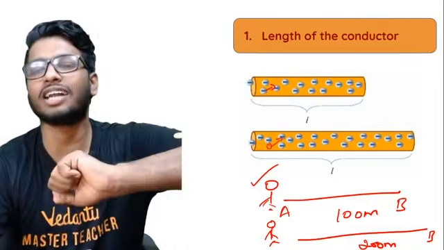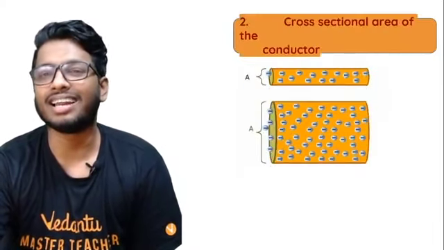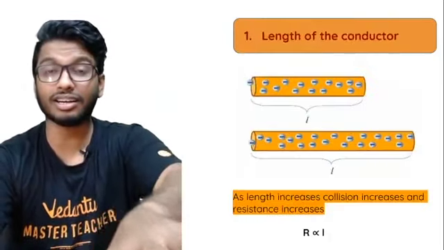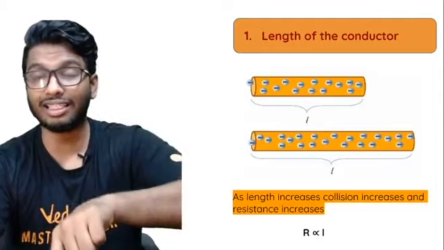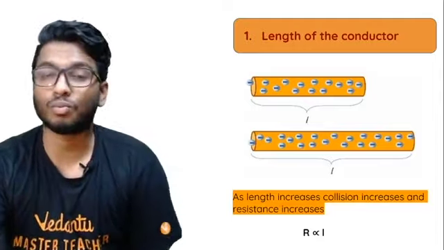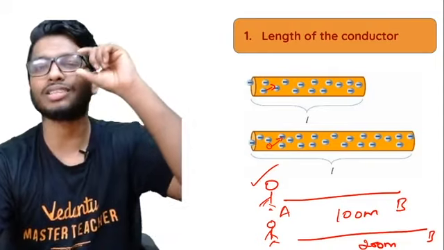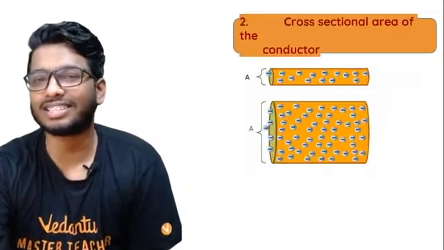Moving on to the second factor, that is basically nothing but the cross-sectional area. So this one you can write as resistance is directly proportional to the length. So if length increases, resistance would also increase. Second one is basically the cross-sectional area.